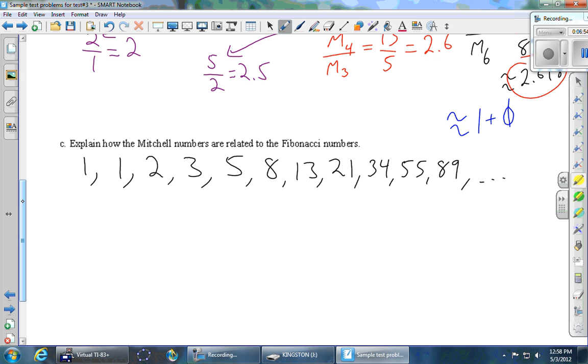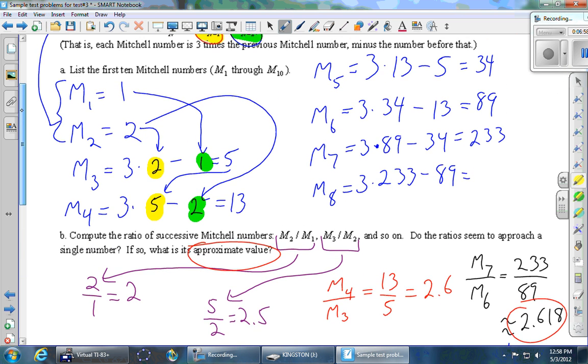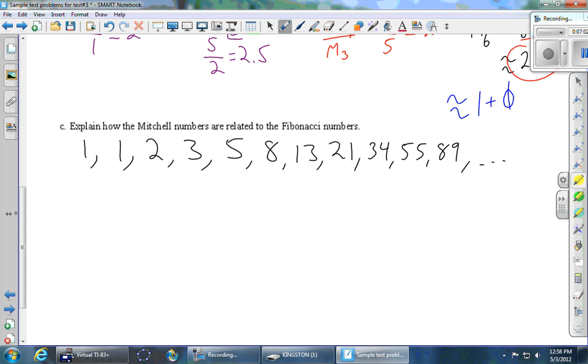And actually, some of these numbers look quite familiar. We'll go up to the Mitchell numbers here. Let's see, we've got 1, 2, 5, 13, 34. The next one up there was 89. And it sure looks like the Mitchell numbers are really every other Fibonacci number.